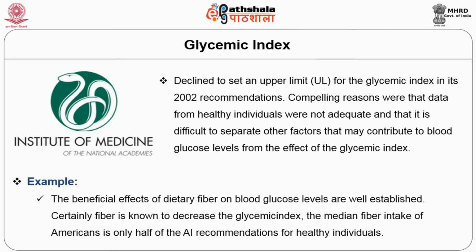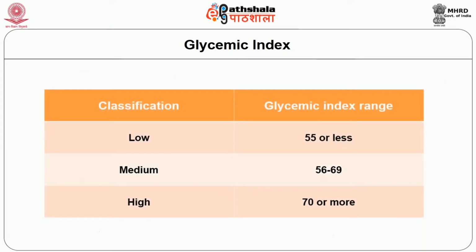For example, the beneficial effects of dietary fiber on blood glucose levels are well established, and certainly fiber is known to decrease the glycemic index. The median fiber intake of Americans is only half of the average recommendations for healthy individuals. Now, glycemic index is classified as low, medium and high. The low category includes a glycemic index of 55 or lesser, the medium index foods are between 56 and 69, and the high glycemic index foods are rated more than 70.